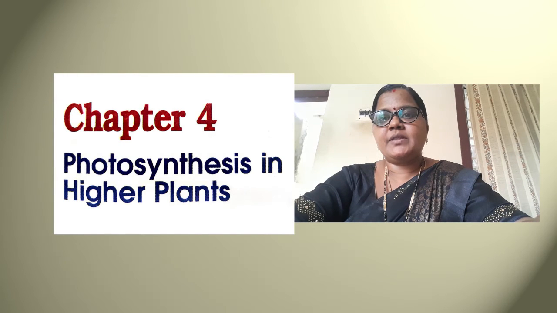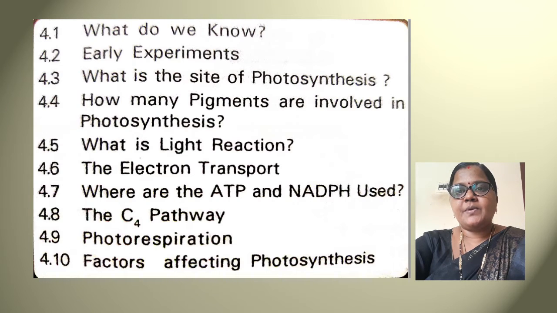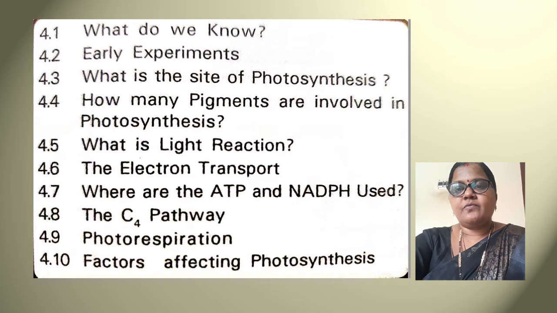Today I will tell you about the fourth chapter, that is photosynthesis in higher plants. In this chapter, the first topic is what do we know, the second topic is early experiments, and the third is what is the site of photosynthesis, and next is how many pigments are involved in photosynthesis, and next topic is what is light reaction, and next topic is the electron transport.